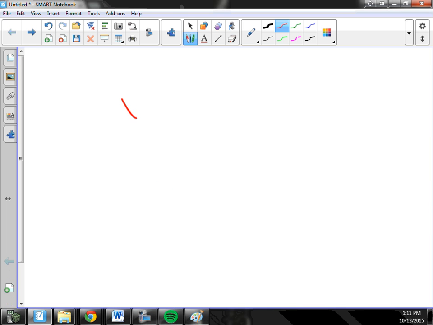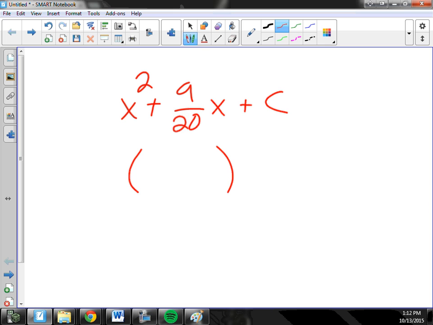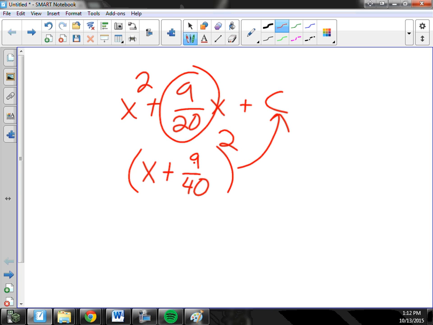So let me do one more fraction. x squared plus 9/20 x plus c. So I need to factor it. x plus, well, half of 9/20 is going to be 9/40. And I'm going to square that to get my c value. 9 times 9 is 81. 40 times 40 is 1600. So 81 over 1600 is the answer. So today should be pretty simple. Take the middle number, cut it in half, square that number, and that will complete the square. Good luck.